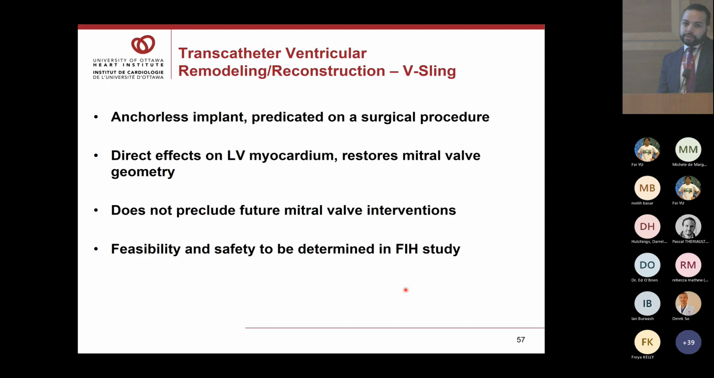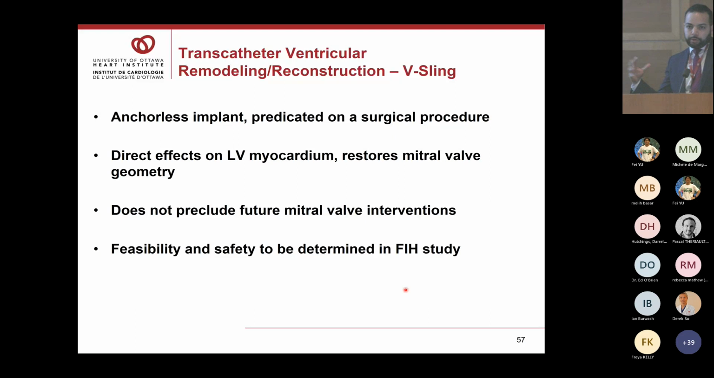Some of the advantages are that it's anchorless, so there's nothing that actually attaches into the ventricular wall. And as we've seen with other techniques, once you start anchoring stuff into the ventricle or into valves, there can be aneurysms or damage to the ventricular wall that happens with that.